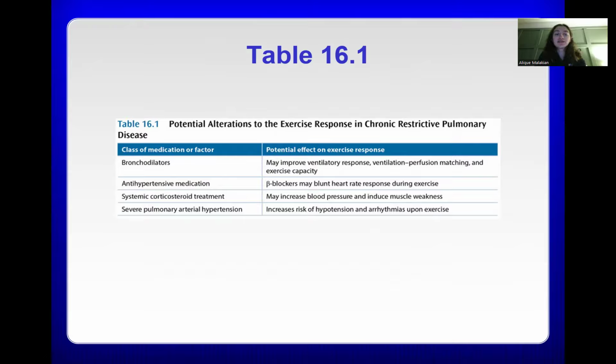You have antihypertensive medication. So this is a beta blocker. We've heard of beta blockers before, and it may blunt heart rate response during exercise. So that's a clear hint to you that you may need to use RPE instead of basing intensity on heart rate. Systemic corticosteroid treatment may also increase blood pressure and induce muscle weakness. And then severe pulmonary arterial hypertension increases the risk of hypotension and arrhythmias upon exercise. So, yeah, know your patient, know who you're working with, and know how you're going to scale exercise for them.